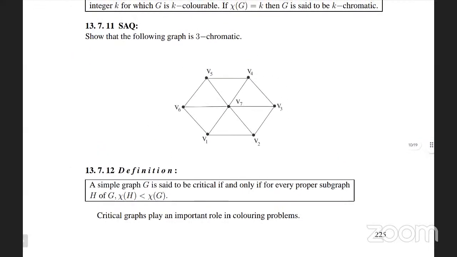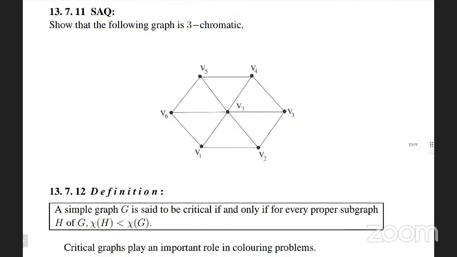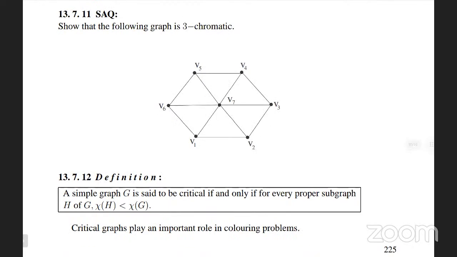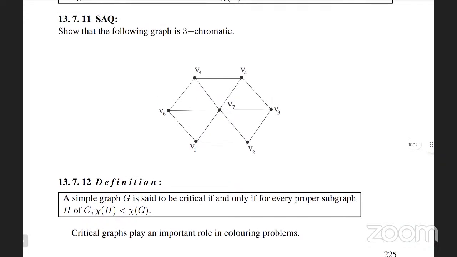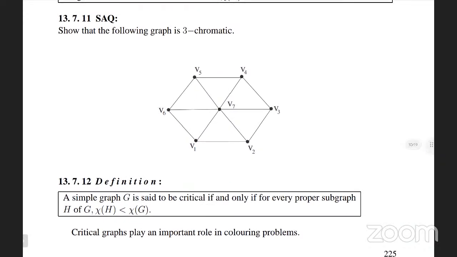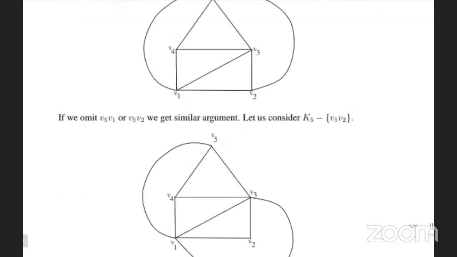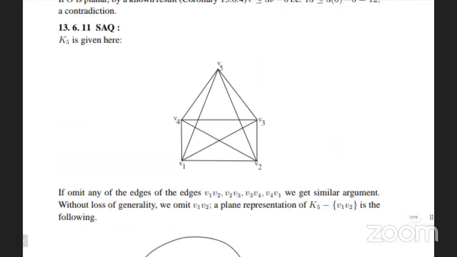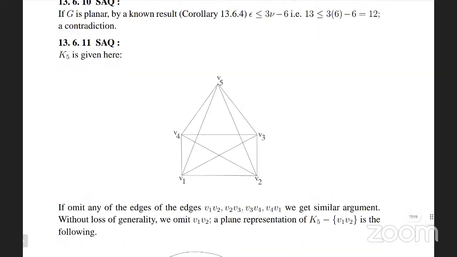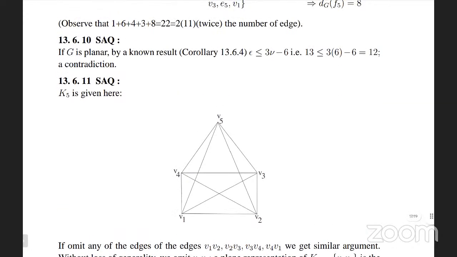Chromatic means the following. Show that the following graph is 3 chromatic. How many vertices does it have? 6 vertices. Sorry, 7 vertices. Here the edges are all connected. Now I am checking 13.7.11.